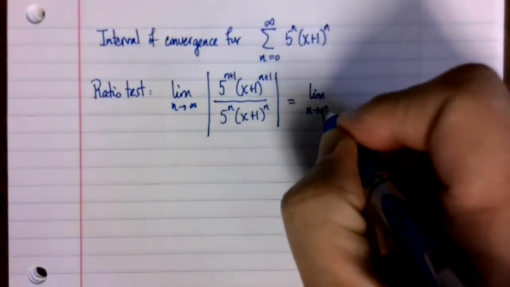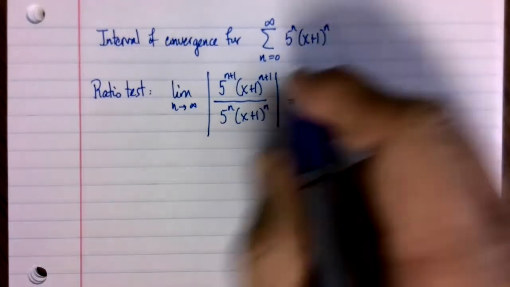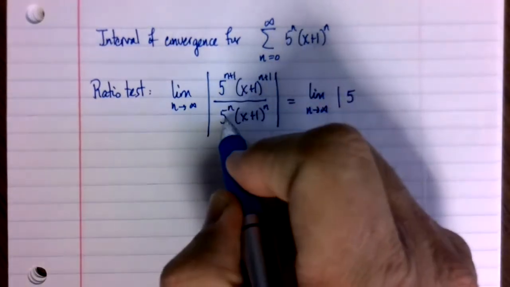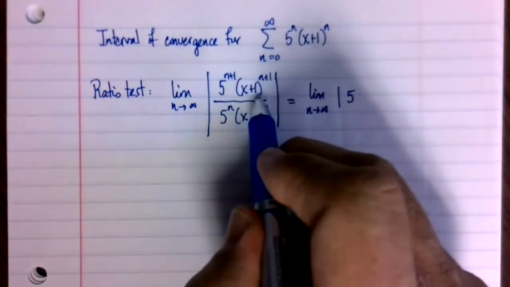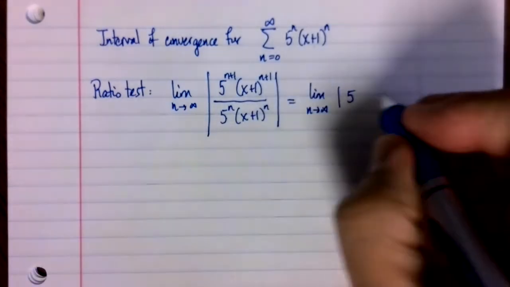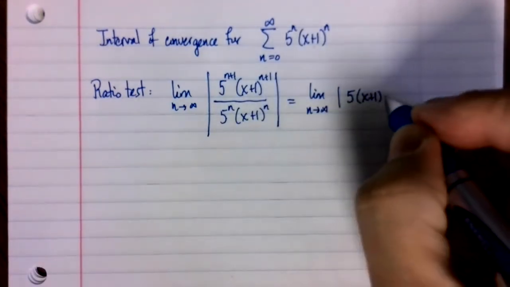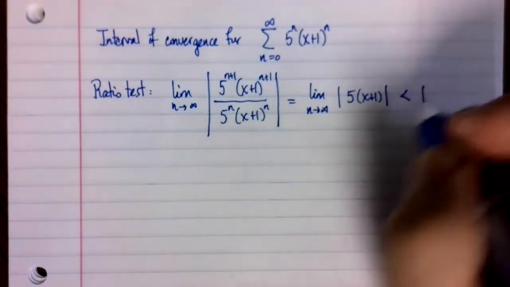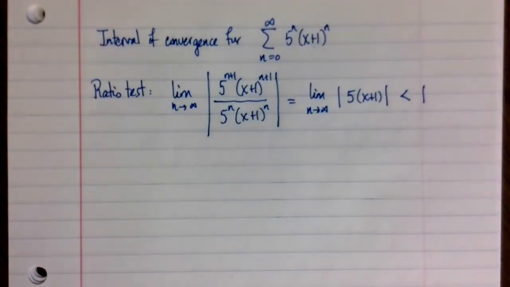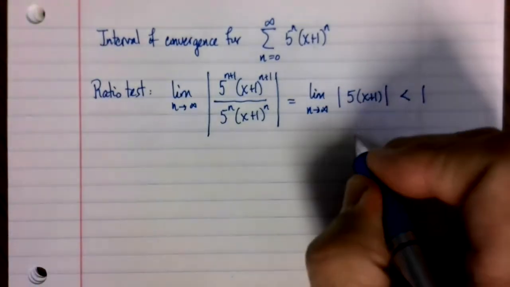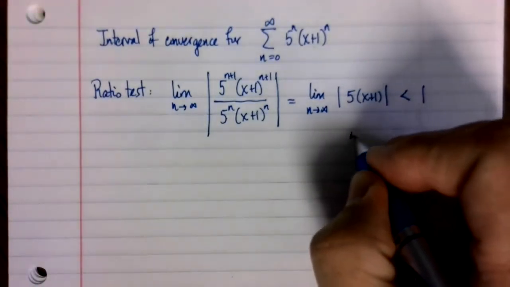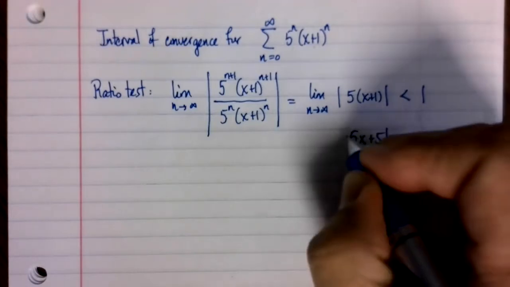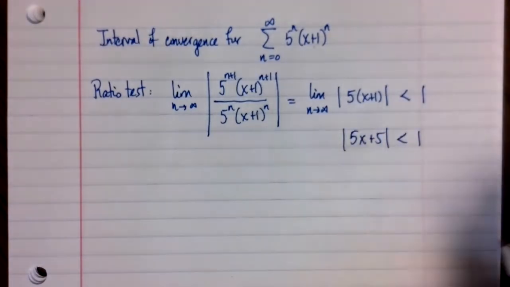Okay, so we'll make a simplification. So we have 5 to the n plus 1 over 5 to the n is simply 5. Also, (x plus 1) to the n plus 1 over (x plus 1) to the n would simply be x plus 1. And the goal is we need that to be less than 1. Okay, so that means we need to have the absolute value of 5x plus 5 be less than 1.